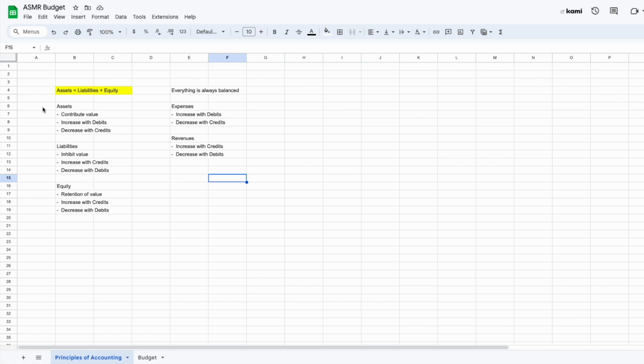Assets can be tangible, like cash, or a car, or a machine. But they can also be intangible, like a trademark or a patent, or even if you expect to receive money from something. So, using the principles of accounting, assets increase with a debit and decrease with a credit.